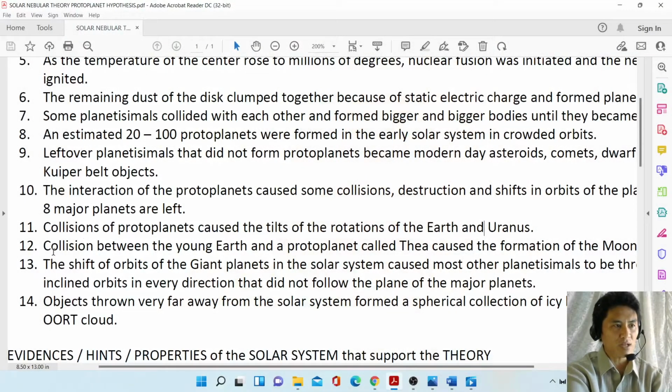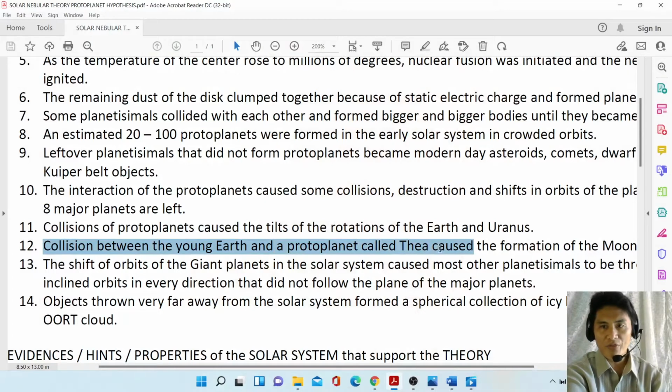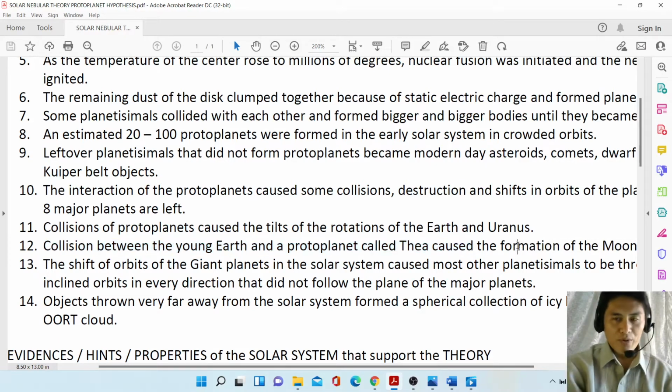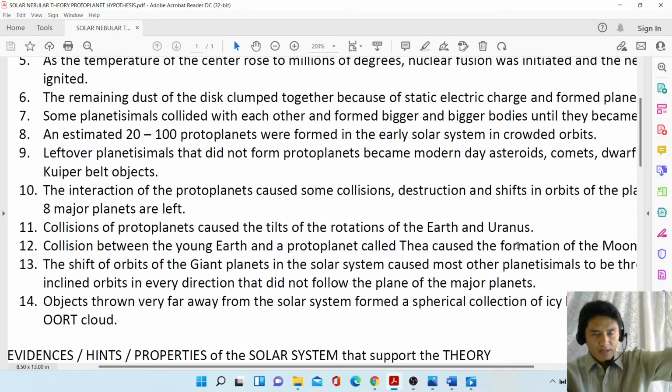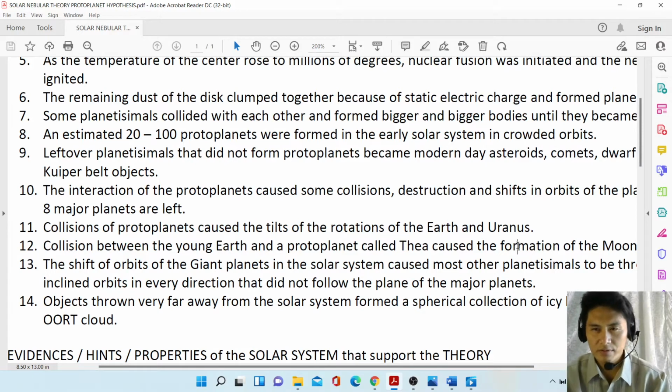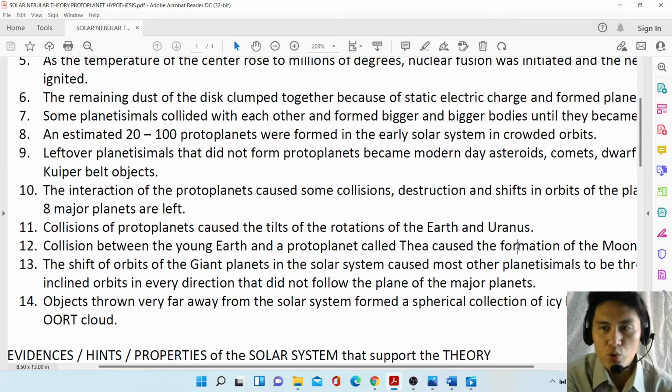Okay, and in fact, if you look at entry number 12, the collision between the young Earth and a protoplanet called Theia caused the formation of the moon. We believe this because if you look at the materials in the moon and the materials in some of the mantle of the Earth, they are similar yet different. It has some components that are the same, but some components that are different. And in fact, they can identify 2 sources from the Earth and 2 sources from the moon.